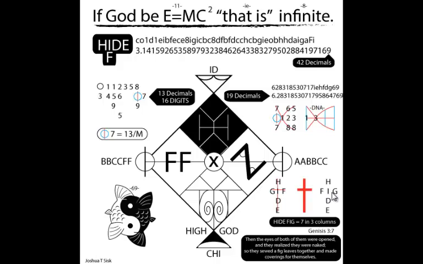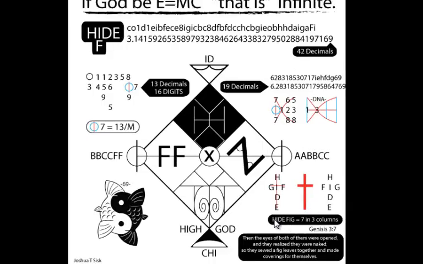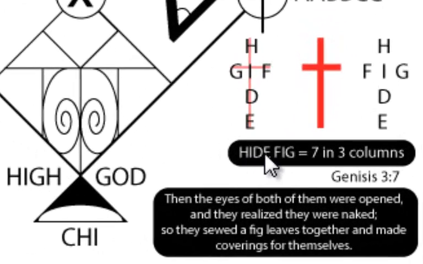But it could also be hide fig, and either way it forms this symbol right here, and we all know what that symbol means, and there's three of them. There's one to the left, one to the right, and one in the center. There's three different variations or three instituted ideas right there that stand next to each other and can stand by themselves. Anyways, the words they form is hide fig, which is 7 characters in 3 columns.